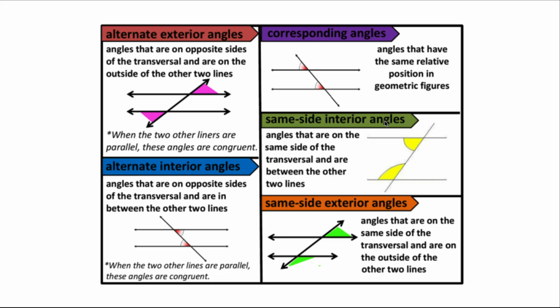Same side interior angles. Interior means inside the parallel lines, same side of the transversal. These are supplementary. So they aren't congruent, but they are supplementary. And then same side exterior angles. So exterior, outside of the parallel lines, same side of the transversal, so on the right of the transversal and the right of the transversal. And these, as you can tell, are not congruent, but they are supplementary.